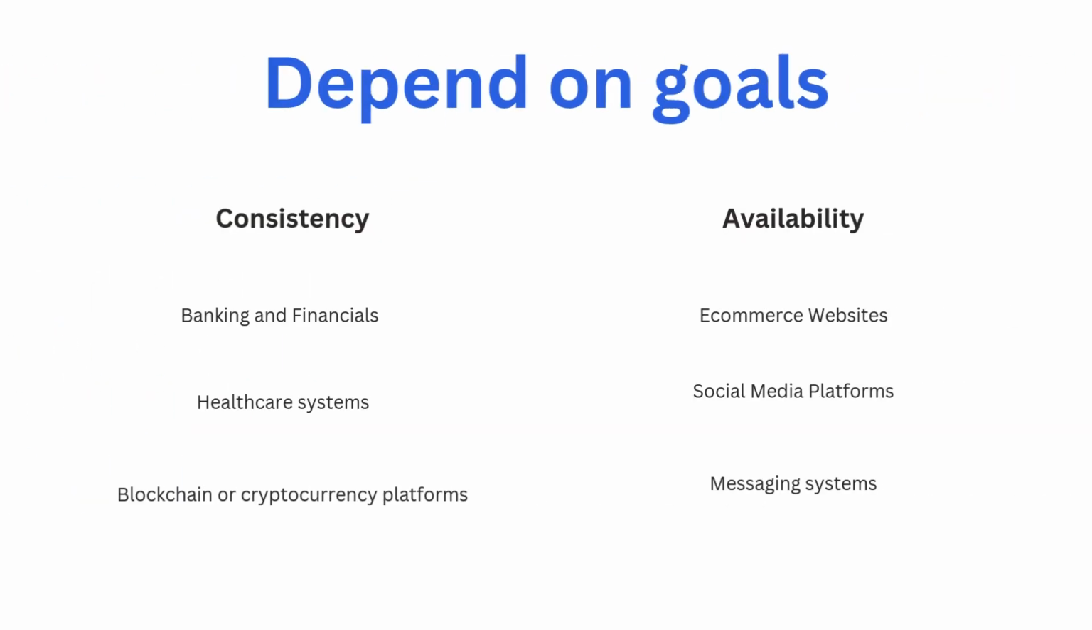These decisions depend on the system's goals. Banking systems prioritize accuracy and trust, while e-commerce platforms focus on user engagement and sales. Understanding these trade-offs helps engineers design systems that meet their specific needs. And while the CAP theorem makes it clear that you cannot have everything, it also shows how clever design choices can balance these priorities effectively.